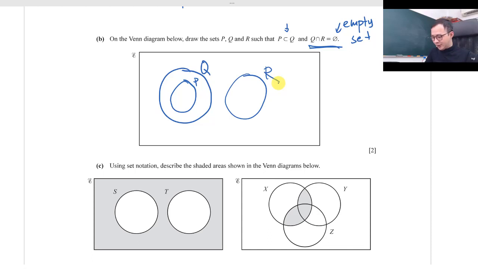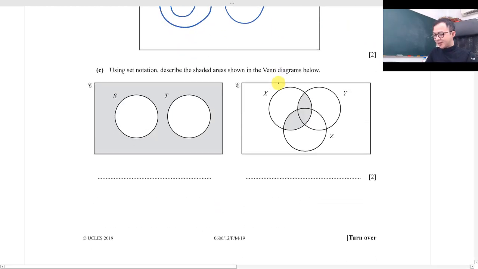Alright, then using set notation, describe the shaded area in the Venn diagram below. This one is very obvious. You can see the shaded area is outside of S and T, isn't it? So S union T is everything in S and T, and I will add a complement for it, meaning everything outside of S union T.